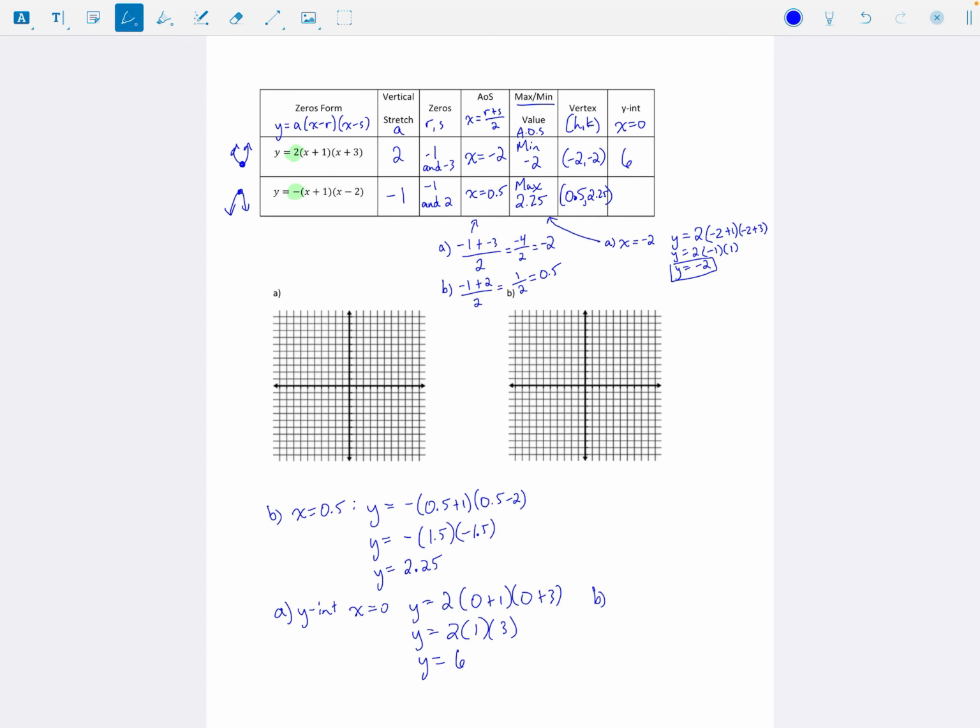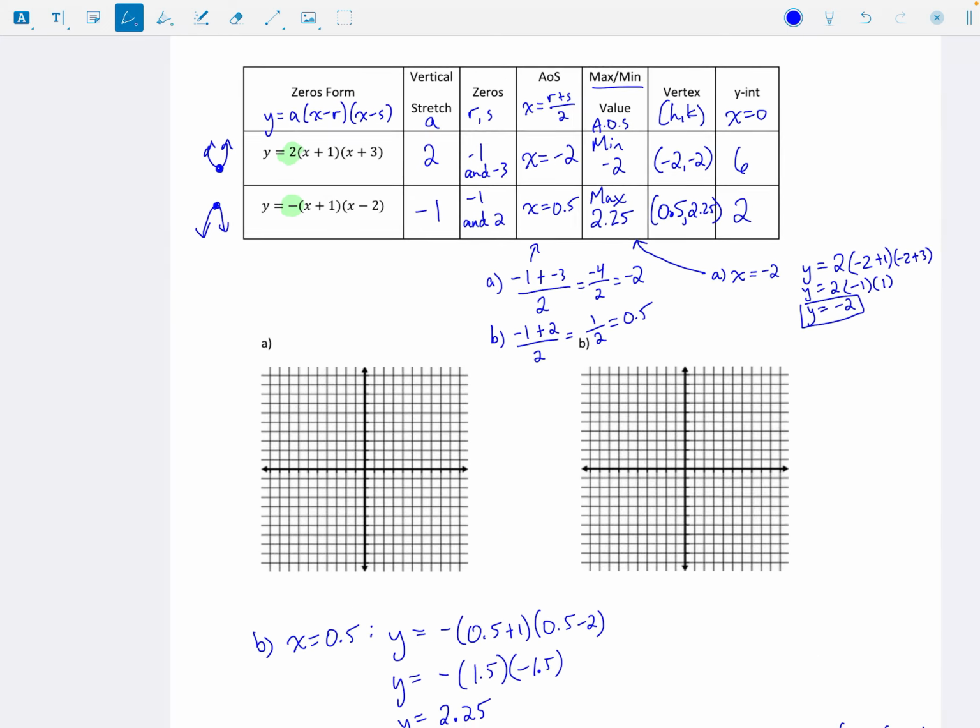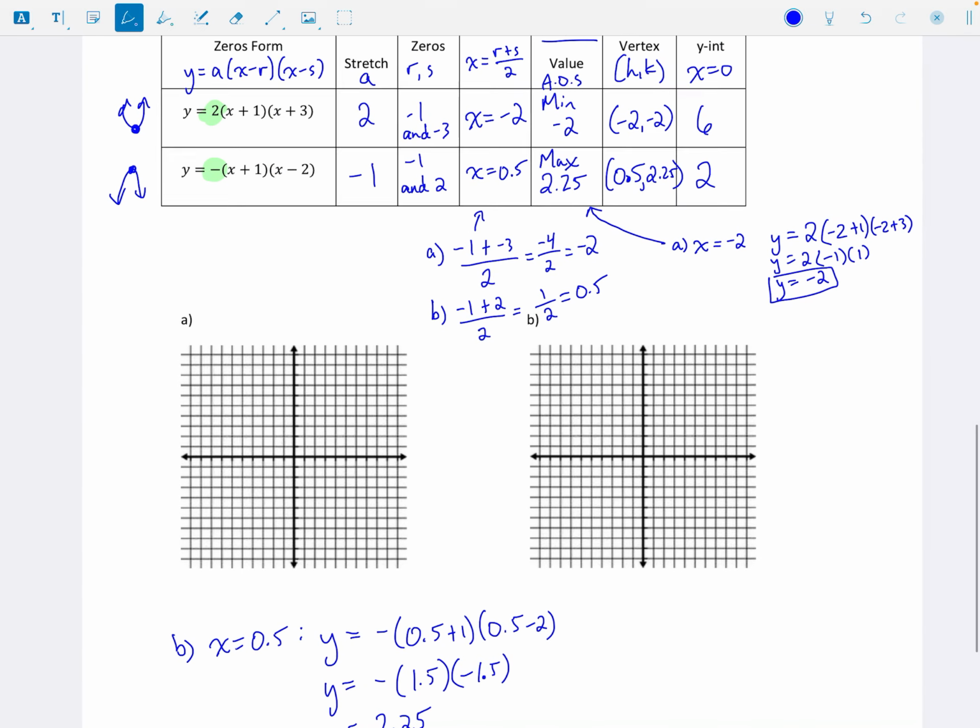And for B, we have the y-intercept of, again, x equals 0. We plug it into the equation, so we get y equals negative, 0 plus 1, 0 minus 2, which gives us y equals negative. And 0 plus 1 is 1, and 0 minus 2 is negative 2. So y equals 2. All right, let's make our graphs.